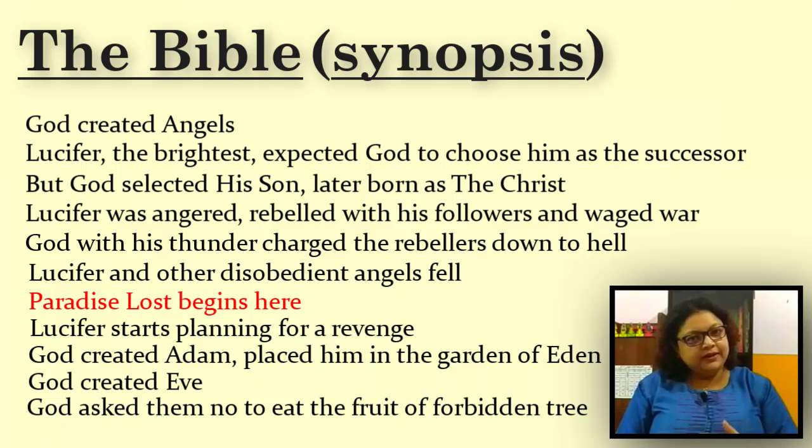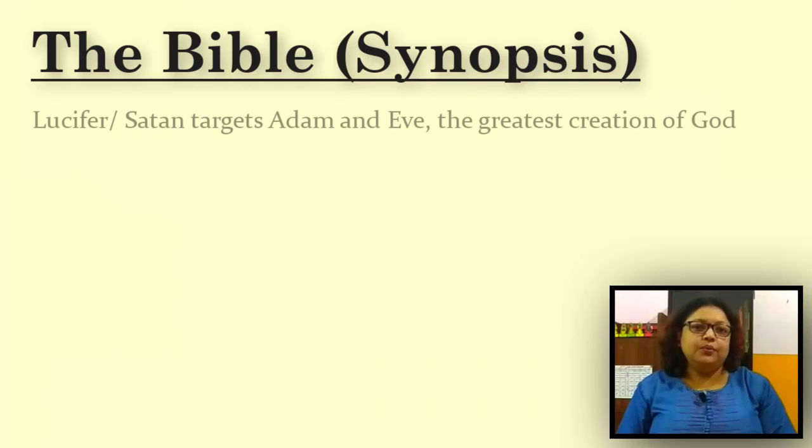We have a fallen angel lurking in hell, wanting revenge, and we have two apparently innocent people in paradise. Now what Satan thought he could do is, he was powerless to directly attack God. He knew that. He wanted to attack and destroy something which God loved. Okay. So his target were these human beings which God had created.